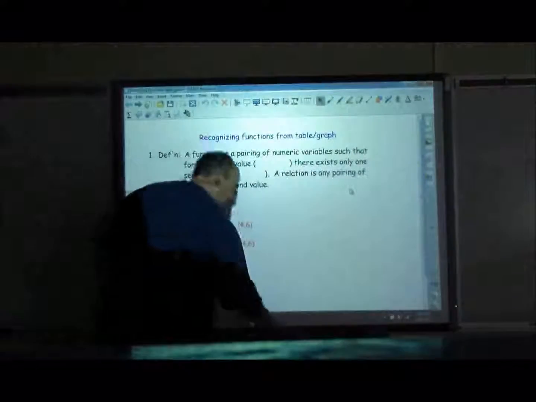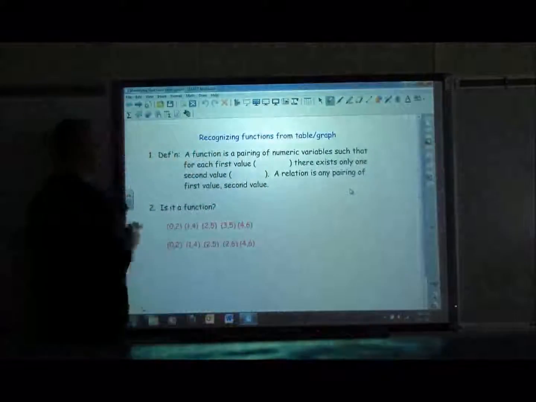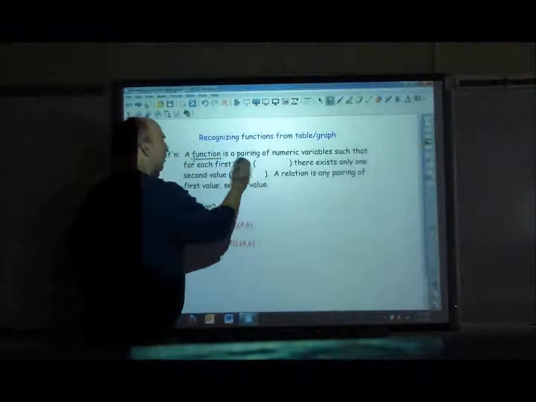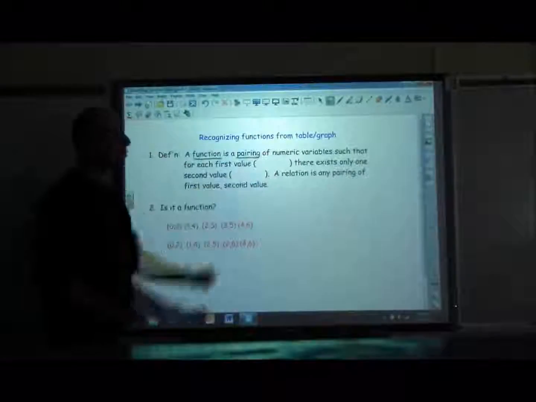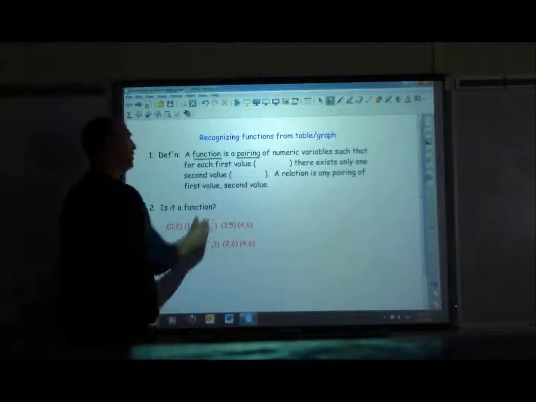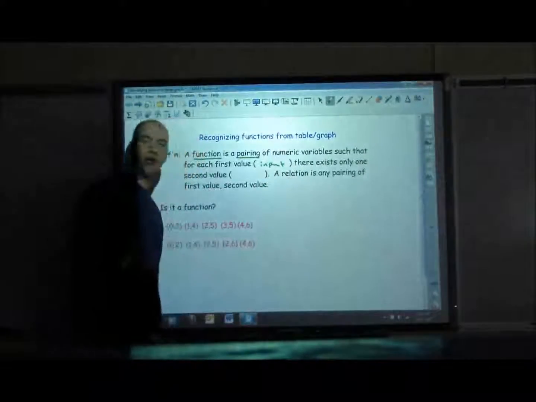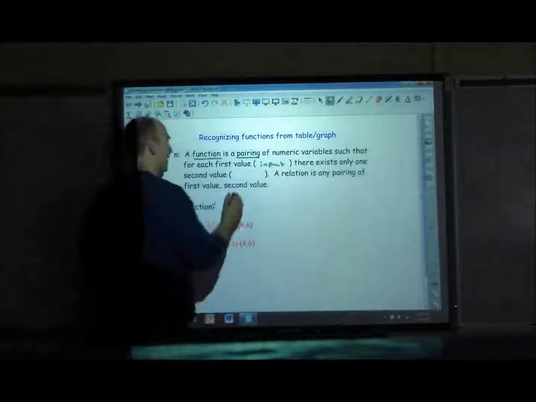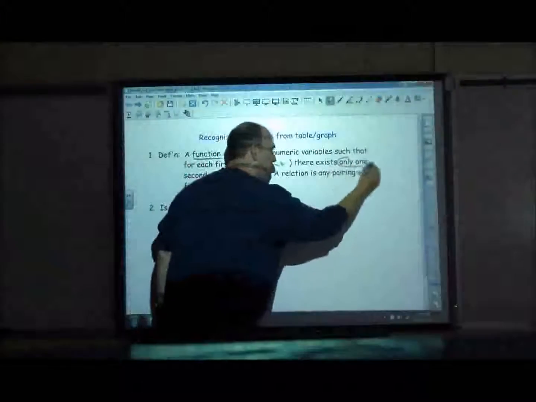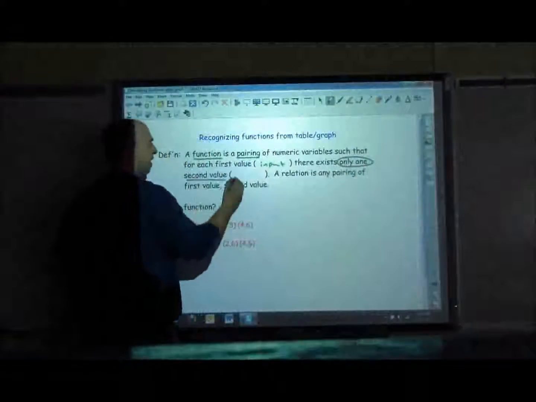So to review, a function is going to be when you have a pairing of numeric variables such that for each first value, which is called an input, now here's what's very important. There exists only one second value. Only one second value, and that's called an output.